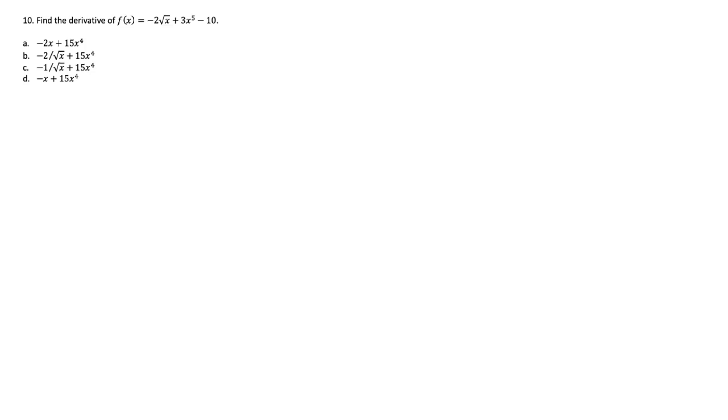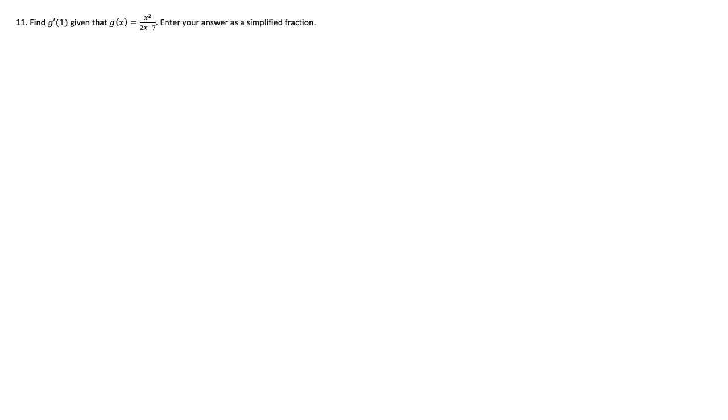Find the derivative of f of x is equal to negative 2 times the square root of x plus 3x to the fifth minus 10. Simply apply various rules of derivatives, and in the simplified form we get negative 1 over the square root of x plus 15x to the fourth. This is a point in the video where I would encourage you to pause and make sure you can match my calculations.